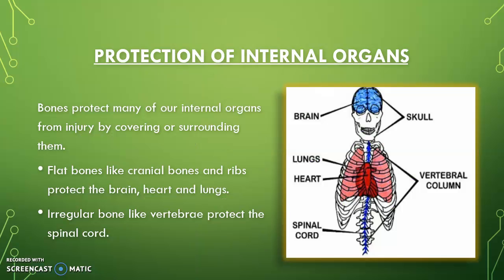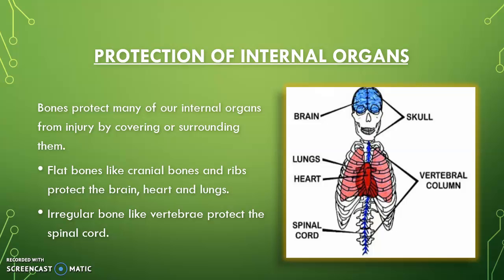Another important function is the protection of internal organs. Bones protect many of our internal organs from injury by covering or surrounding them. Flat bones like cranial bones and ribs protect the brain, heart, and lungs. Irregular bones like vertebrae protect the spinal cord.